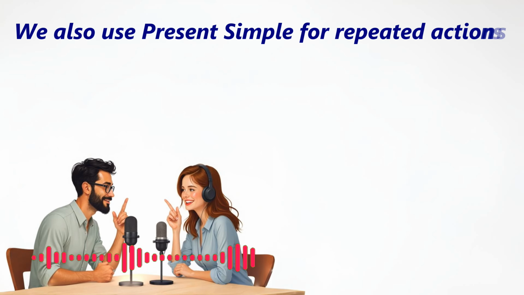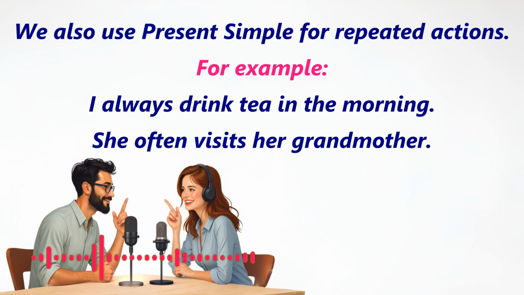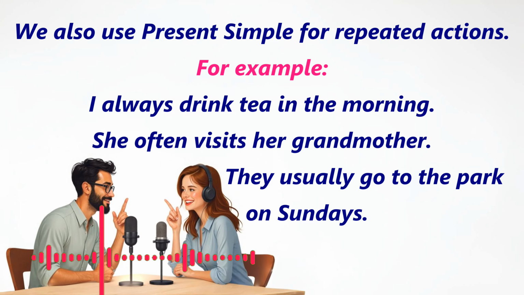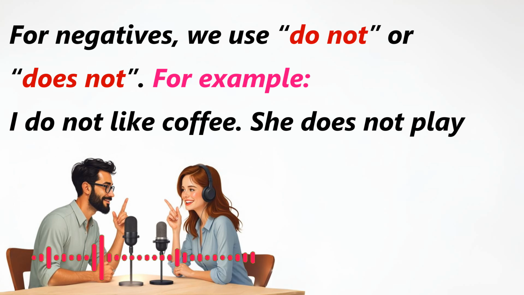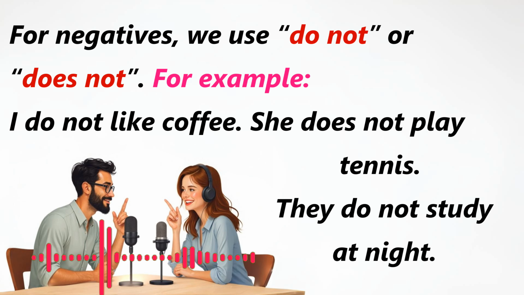We also use present simple for repeated actions. For example, I always drink tea in the morning. She often visits her grandmother. They usually go to the park on Sundays. For negatives, we use do not or does not. For example, I do not like coffee. She does not play tennis. They do not study at night.